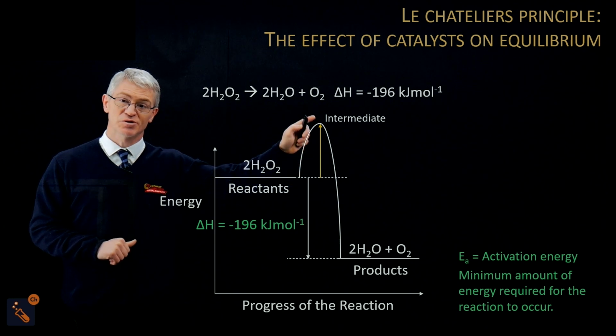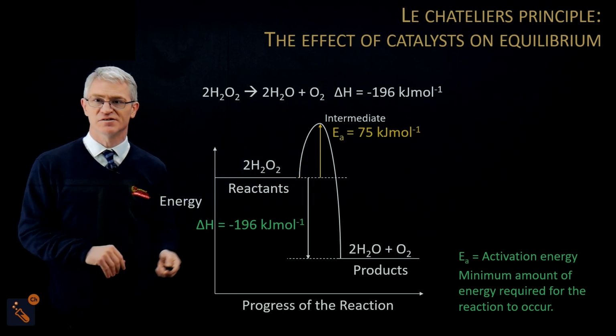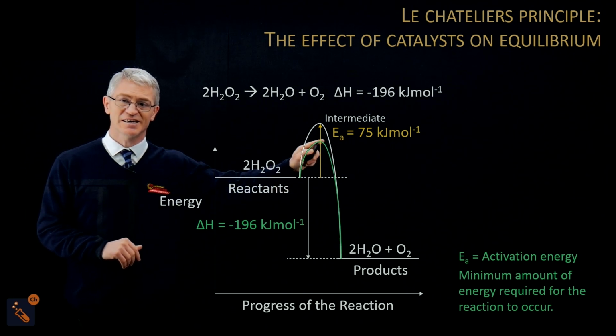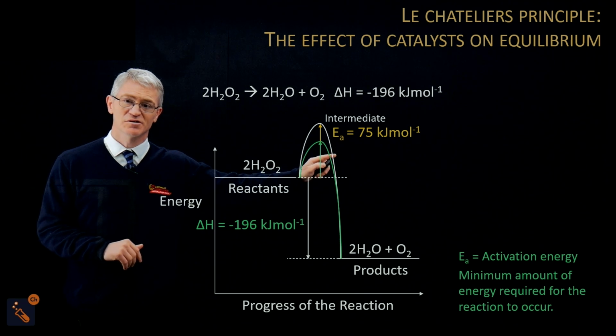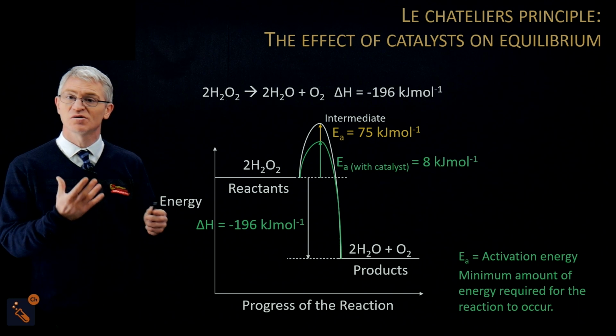Now that is normally your breaking of bonds, your activation energy. Let's just say it's 75. Now, when you add a catalyst, you get a different intermediate, and that intermediate, for example, will have a lower energy, and therefore the activation energy with the catalyst will be lower.